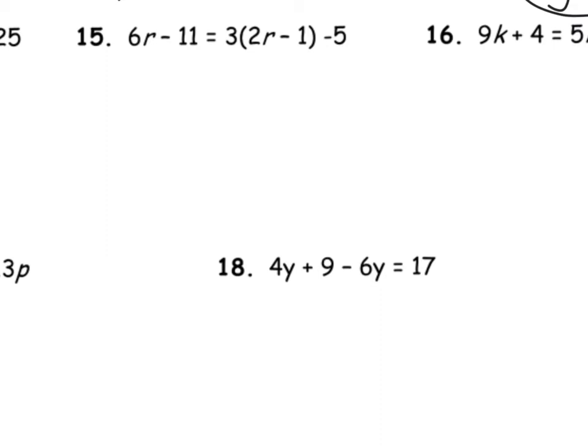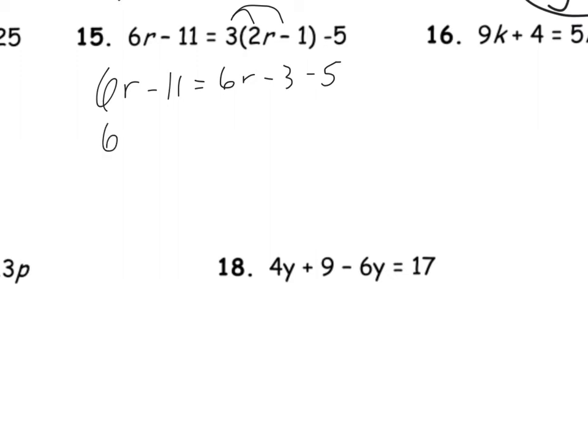On number 15, the first thing that I would like to do is the distributive property. So I have 6r minus 11 equals, I'm going to distribute this. So I'm going to say 3 times 2r, well that's 6r, and 3 times the negative 1, well that would be minus 3. Then I also have a minus 5. Looking on the left side, there's nothing that I can combine. Looking on the right side, I've got a negative 3 minus 5 more.